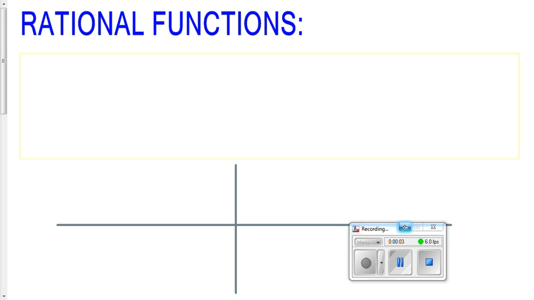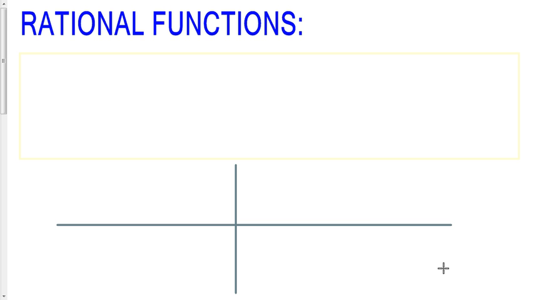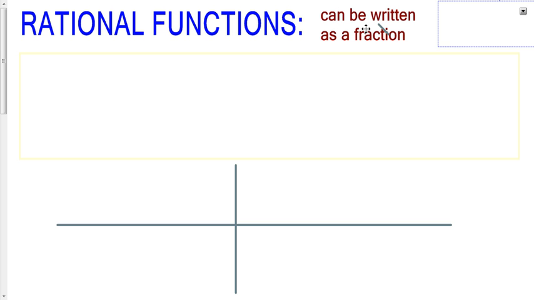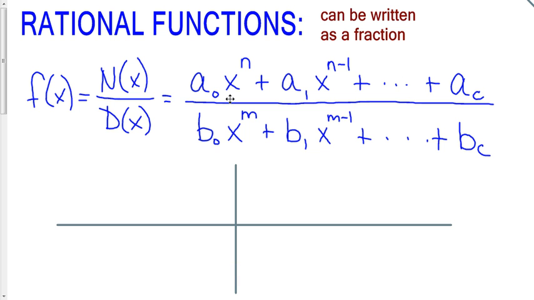Section 2.6 deals with rational functions. A rational function differs from a polynomial function in that a rational function can be written as a fraction. It is actually two polynomial functions written as a fraction, one on top of the other. You have a numerator and a denominator, and its general form will look like that.